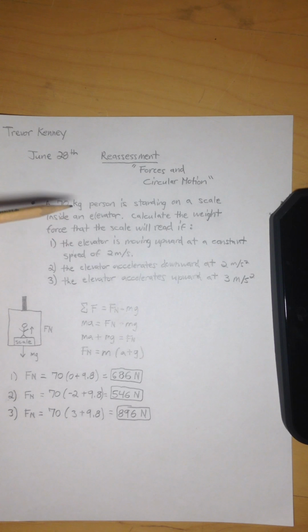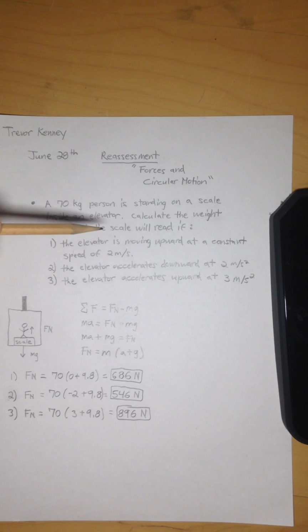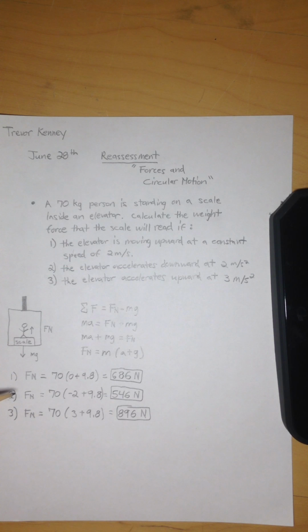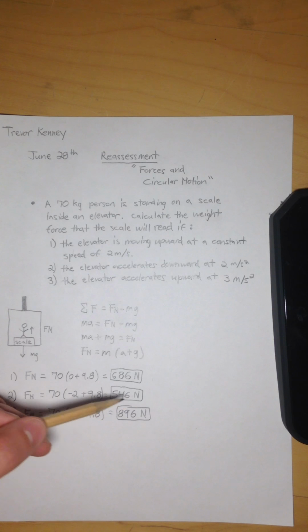The second one reads, the elevator accelerates downward at 2 meters per second squared. So again, we have normal force equals the person's mass, 70, parentheses, and it's going to be negative 2 since we're moving in a downward motion, plus again, acceleration, 9.8, plugged into the calculator, and that gives us 546 newtons.